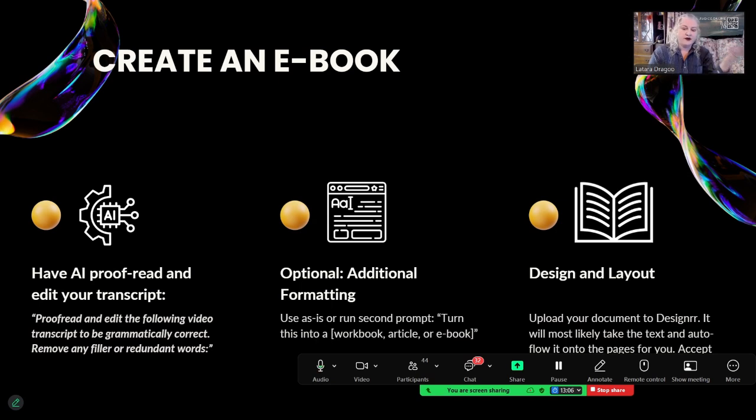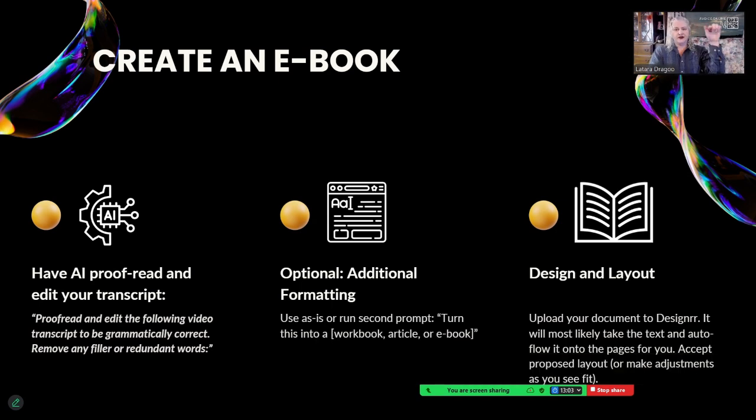You can say a workbook or an article or an ebook, and it'll create titles and subtitles and bullet points and all sorts of fun visual things that makes it more appealing to read.